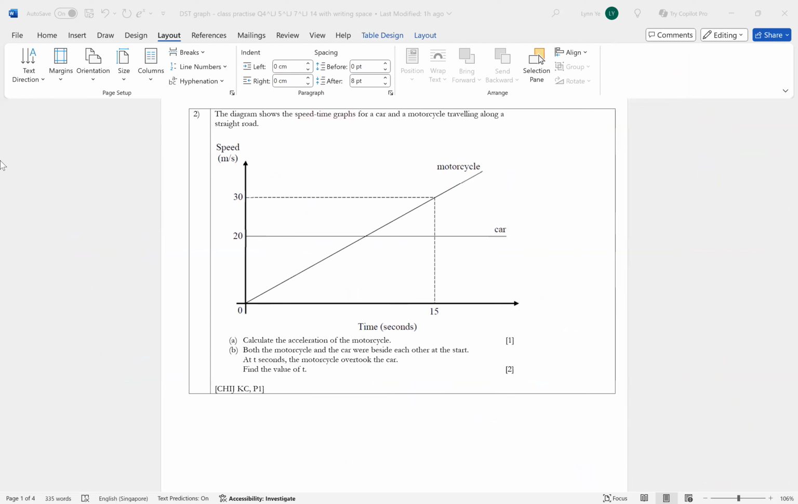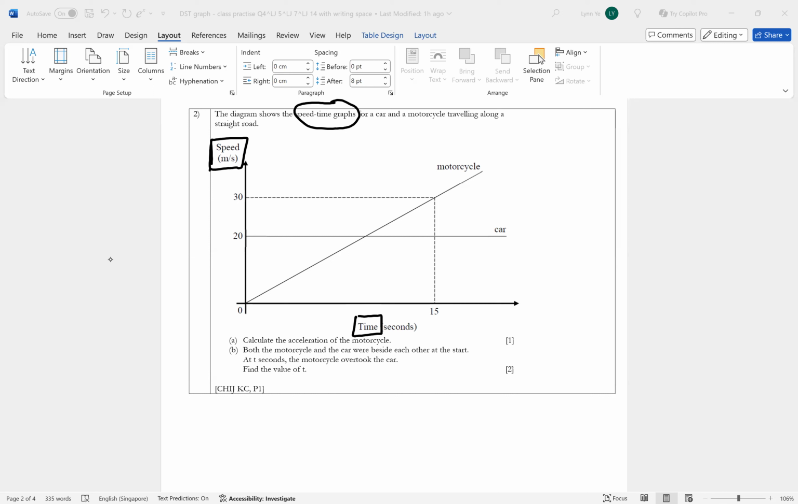Now, question 2, you need to be very clear. What kind of graph is this? If you do not know, you can always read the question. They already tell you. So I know that it's a speed time graph. So you need to have awareness on what kind of graph you are doing, because sometimes it can be distance time, sometimes acceleration time, sometimes speed time. There are 3 different graphs. So this is very clear. We have a speed time graph.